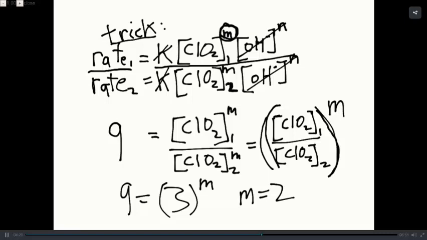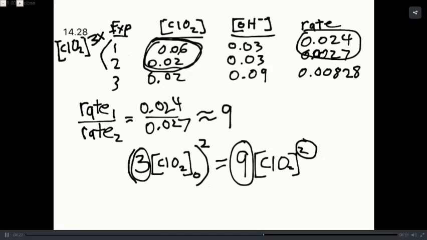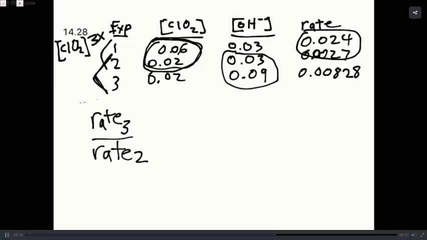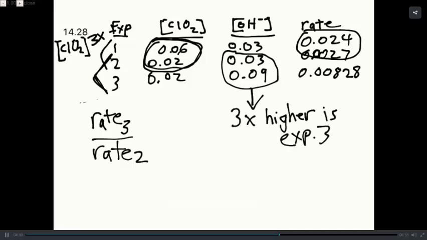Now let's figure out hydroxide. To figure out hydroxide, we have to look at the difference between experiments 2 and 3, because that's the one where we change hydroxide concentration but nothing else. And what we did was we tripled the concentration. Let's think about it this way. If hydroxide is a first order reactant and we triple its concentration, we would expect the rate to also triple. Is that what we see?